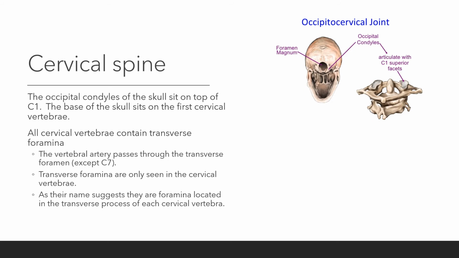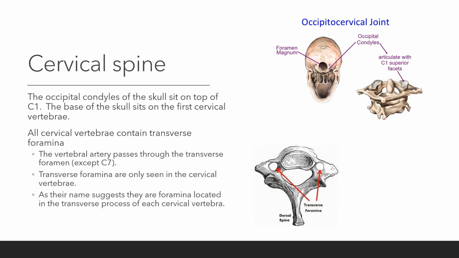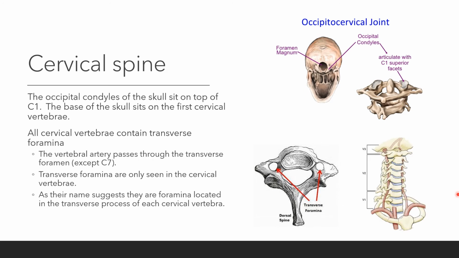All cervical vertebrae contain transverse foramina. The vertebral artery passes through the transverse foramen, except for C7. So here's your transverse foramen, or foramina, plural, right here. Transverse foramina are only seen in the cervical vertebrae. And as their name suggests, they are foramina located in the transverse process of each cervical vertebra. And if you take a look here, you can see the vertebral artery coming off the subclavian artery and traveling through the transverse foramina of the cervical vertebrae.